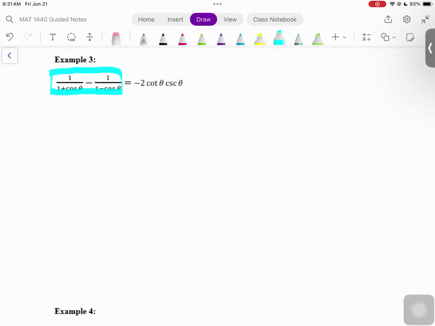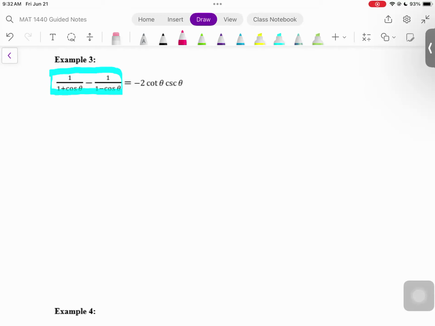The first thing I want to do is I've got two fractions being subtracted and it ultimately needs to equal one term. So I want to figure out how to make this one fraction. To do that, I'm going to need to get a common denominator. So our common denominator here is going to be 1 plus cosine theta times 1 minus cosine theta. A very easy common denominator to work with is always just the product of all different denominators. It may not always be the least common denominator. In this case, it is, but it is one that will work to get a common denominator.